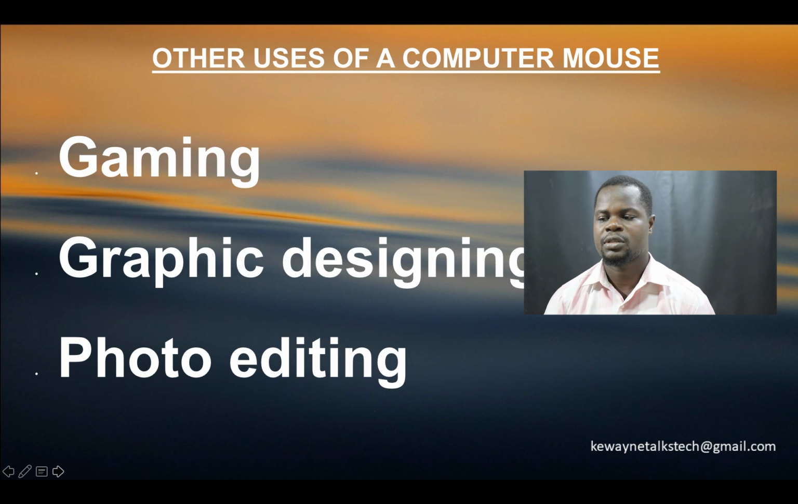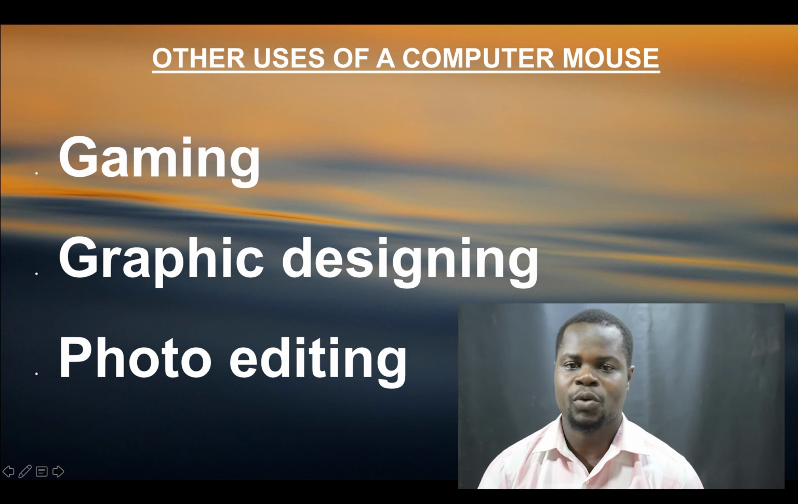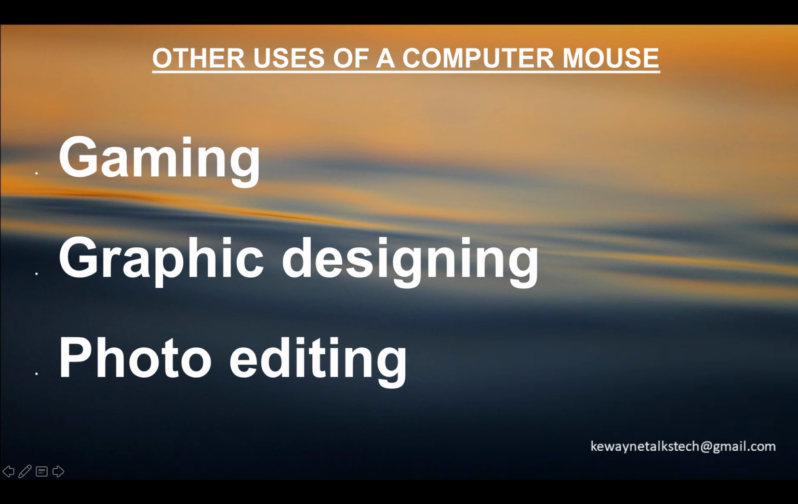Let's look at some of the other uses. The first one is gaming. For gaming, people use the computer mouse to play games, and it helps. What about graphic designing? For graphic designers who want to paint or do some art on the computer, we can use the mouse. What about photo editing? When you are editing a picture on the screen, we can use the mouse very well, and it helps so much because it helps you to click on buttons, to draw arrows, and to draw rectangular shapes and circles. Yes, it helps a lot in photo editing as well. So these are some of the other uses of a computer mouse.